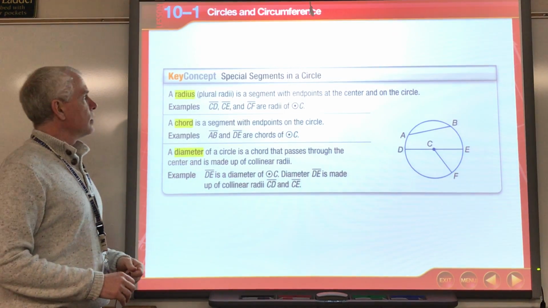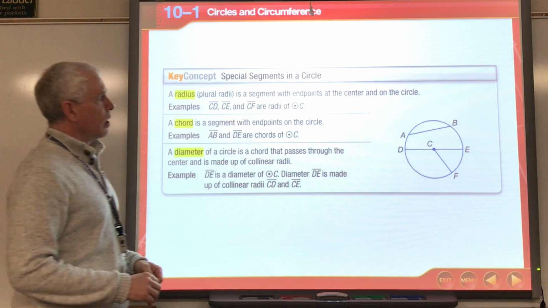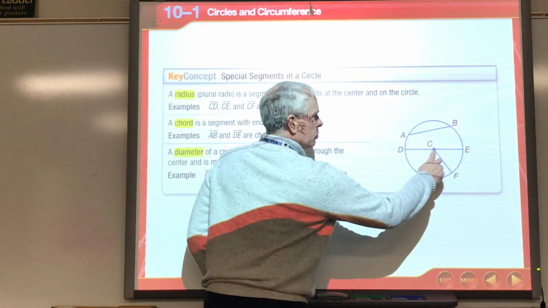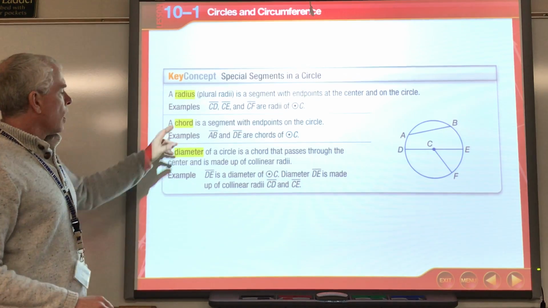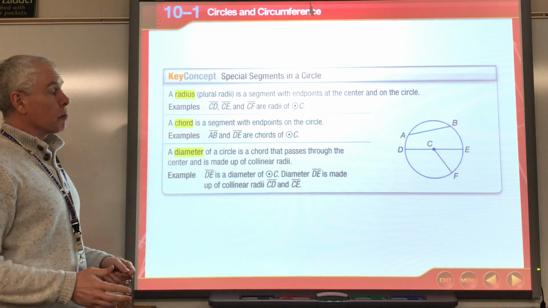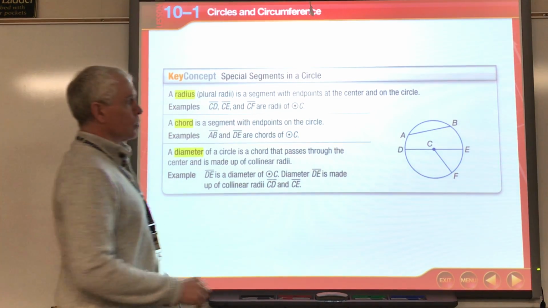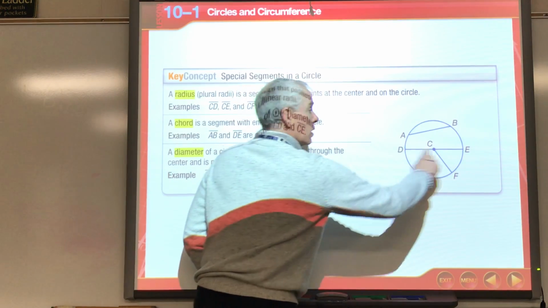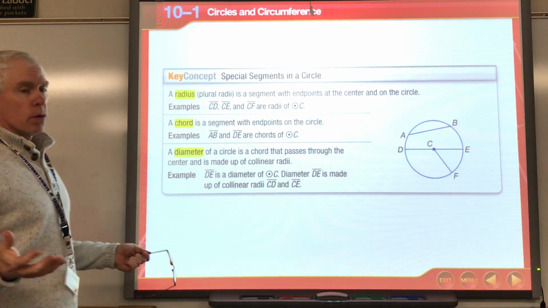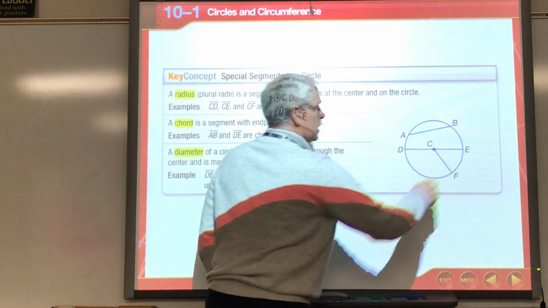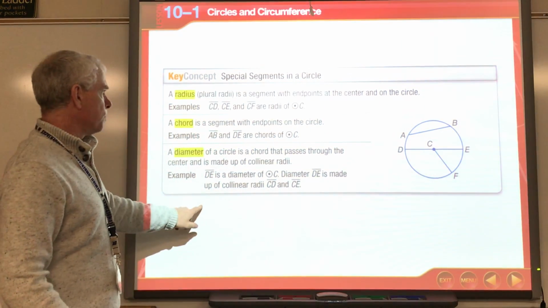A radius is a segment with endpoints at the center and on the circle. So a radius would be CE, CD, CF. Okay? A chord is a segment that has its endpoints on the circle. So AB is a chord. DE is also a chord. And a diameter is a chord that goes through the center. So line segment DE is a diameter as well.